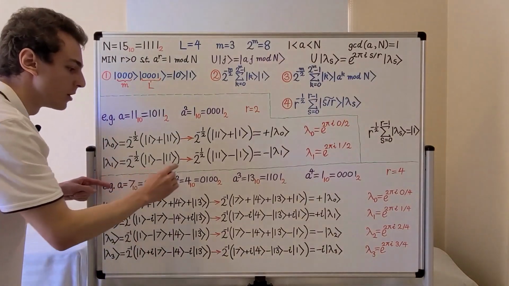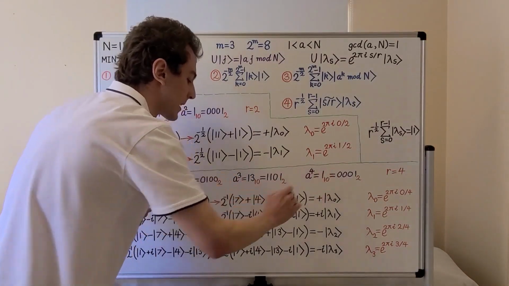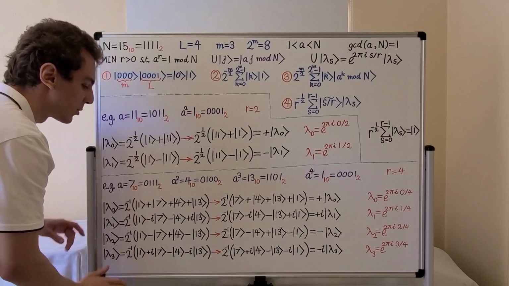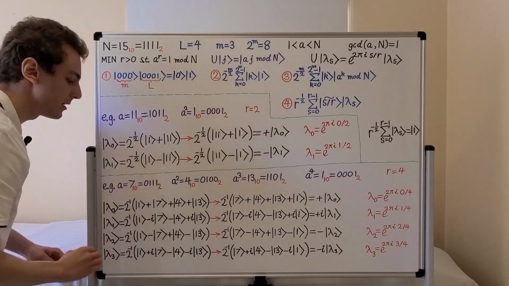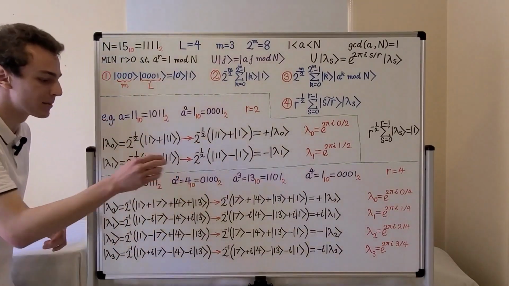So we have this cycle of 4 values. So now let's have a look at the eigenstates. They're a little more complicated than the eigenstates for 11 because we have 4 values that we're cycling between.